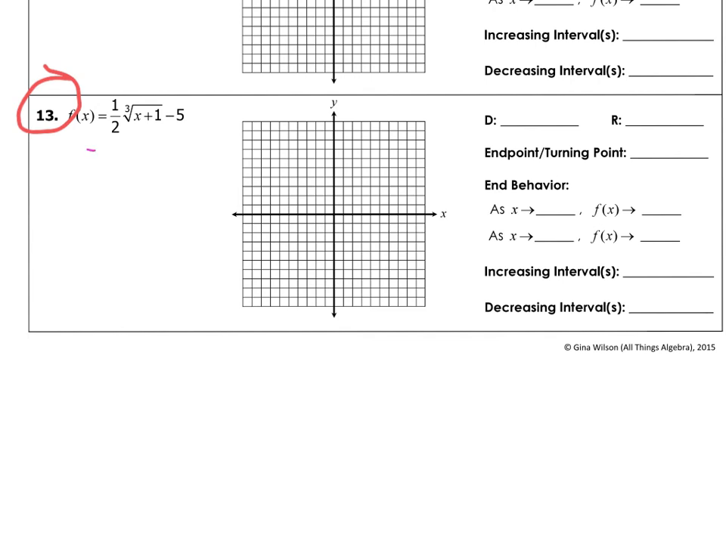So I know I have a vertical shrink, which means it's going to get closer to the x-axis of 1/2. And inside the function is a +1. That's a right-left direction. So we do the opposite of +1, which is left 1. And then outside the function is a -5, which is an up-down direction. We go the same, which is down 5.